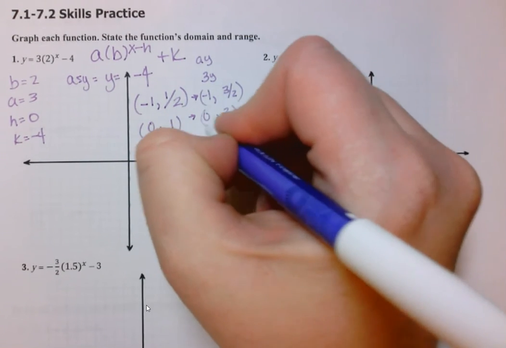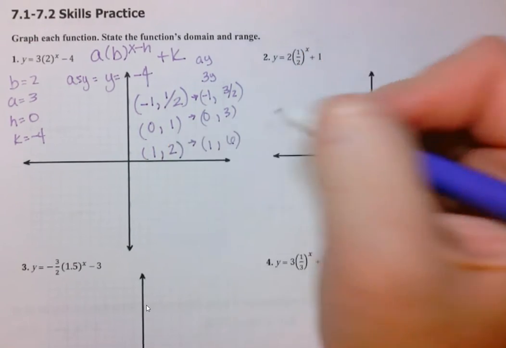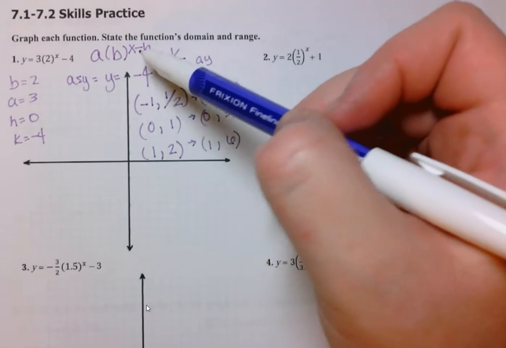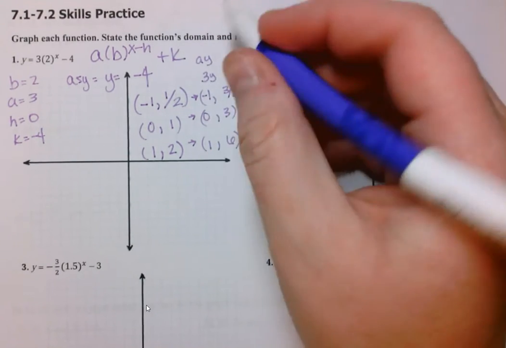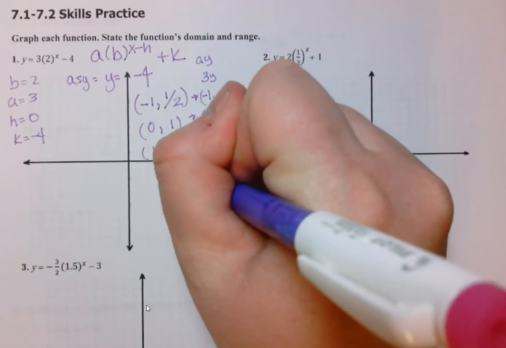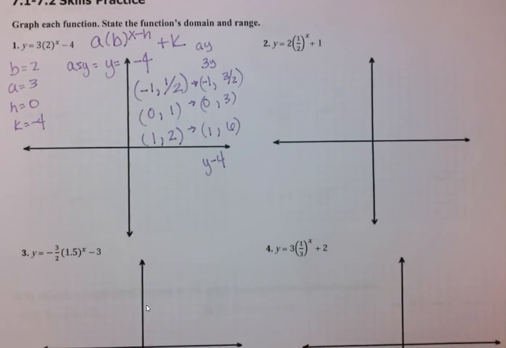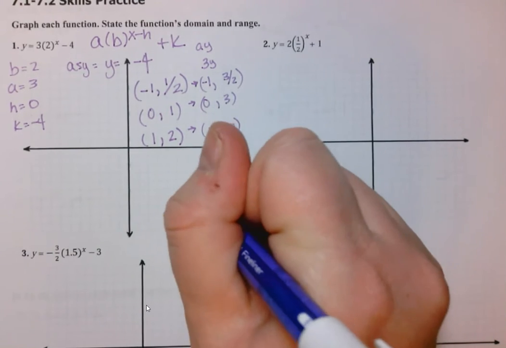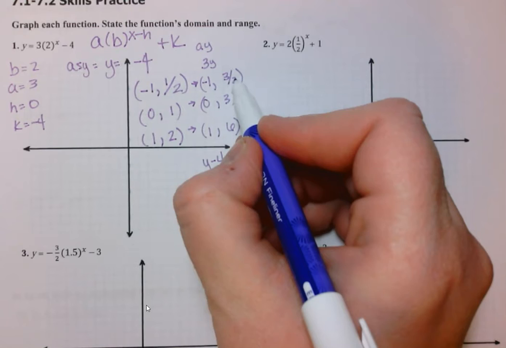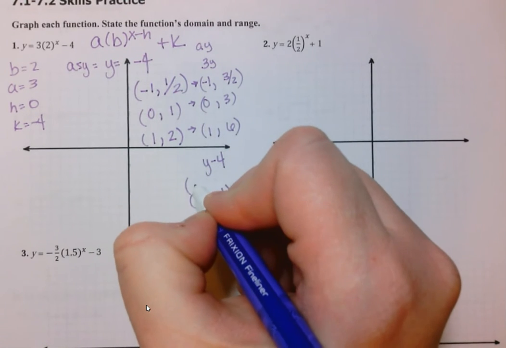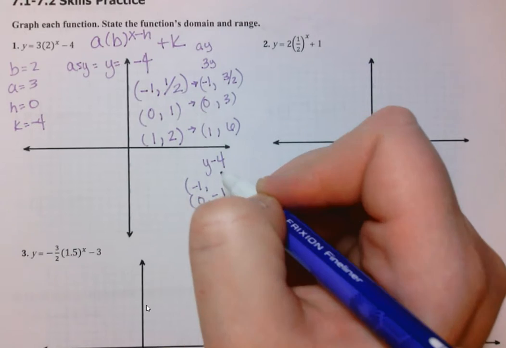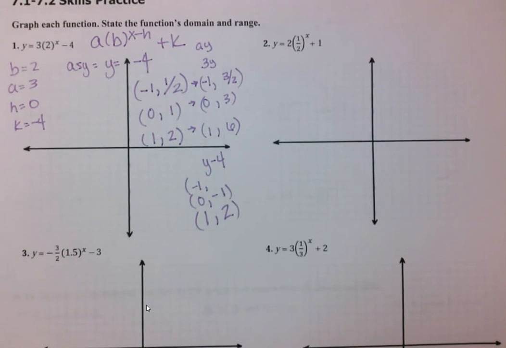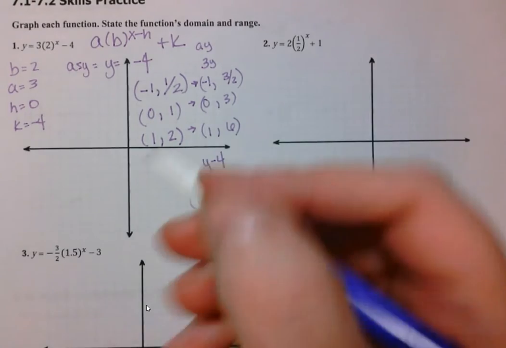0, 3, 1, 6. And then I have no movement left, right, and now I have a k movement of down 4, so each one of these are going to subtract 4, so I'm going to take y minus 4. And so I'm going to take each of these points and minus 4, so I'd have 1, 2, 0, -1. And 1.5 minus 4 is going to be -2.5. I should probably double check that. So 3 divided by 2 minus 4, yeah, -2.5.